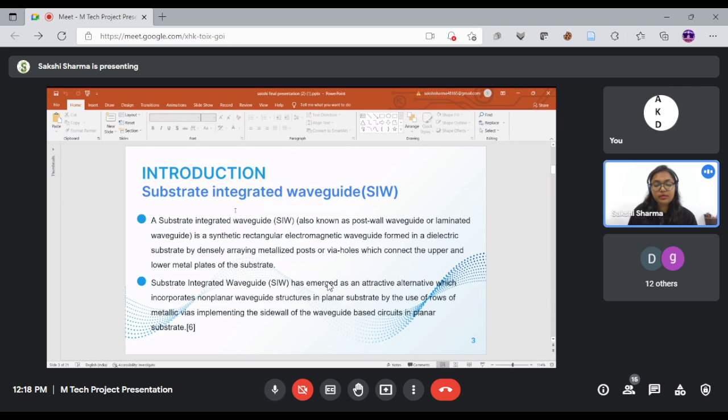Let's start with the introduction. In this part, I will talk about substrate integrated waveguide and its excitation techniques, its purpose, pros, and limitations.